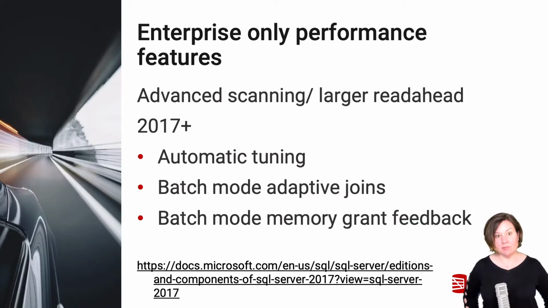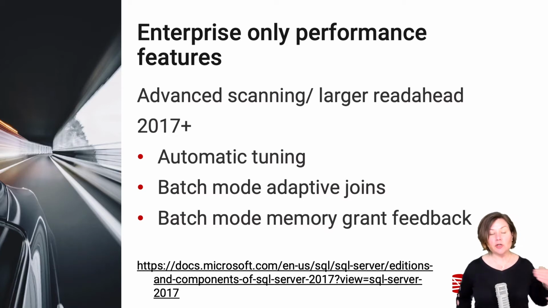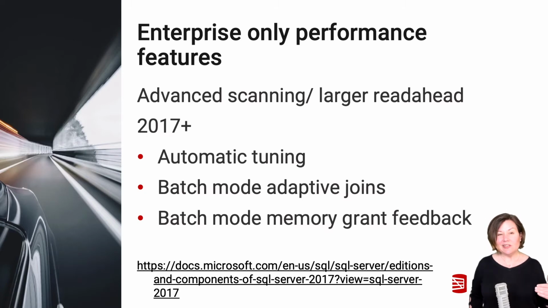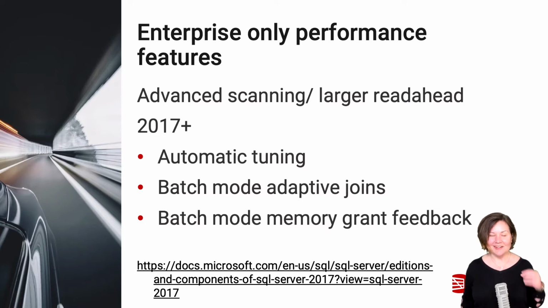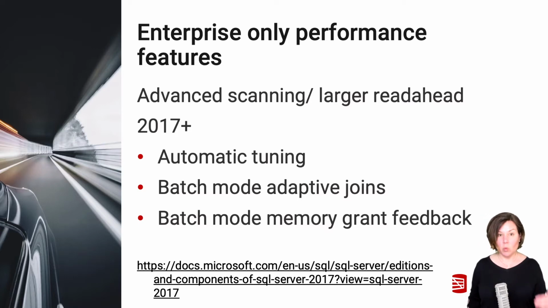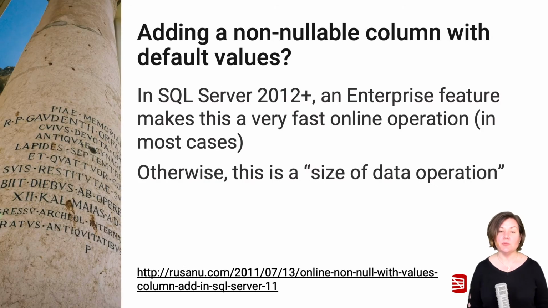We also just have some performance features that are enterprise only. If you pay the big bucks for Enterprise Edition, you get larger read-ahead reads for faster population of your buffer pool in memory from the data. You also get some really cool features like automatic tuning, some batch mode, which can increase performance as well. This means that if you are developing on Developer Edition, right, which is a great fit, you might actually see some of these things working in ways that they are not going to work when that workload hits production if it is not on Enterprise Edition.